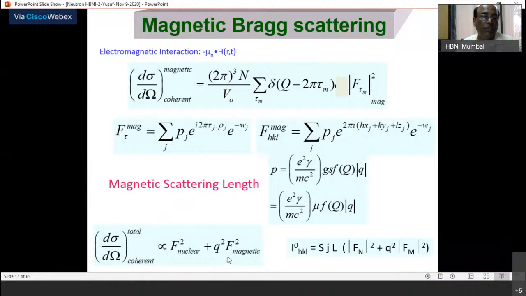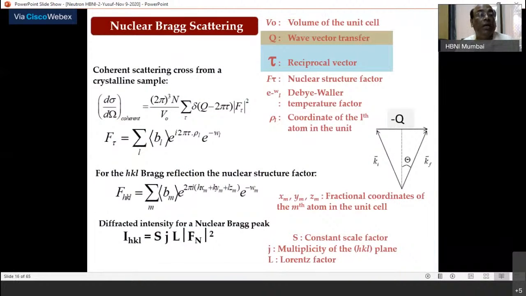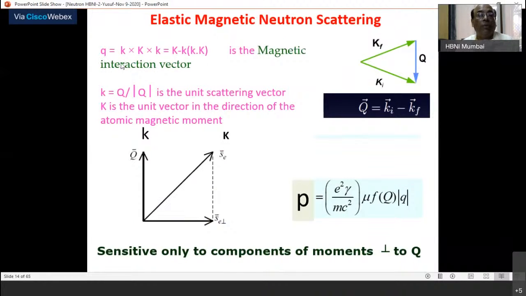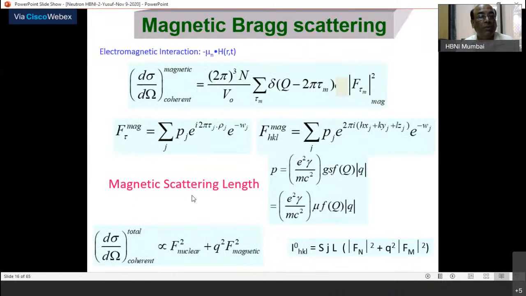But I must tell you, this is true. The Q square goes, that means what? Nuclear scattering, that is the nuclear structure factor square, and the magnetic structure factor square multiplied by the Q square, the same Q, the magnetic interaction vector. Again I go back, the same Q, square of that. I only make the statement: you can do it like this, provided you are doing so-called unpolarized neutron diffraction.